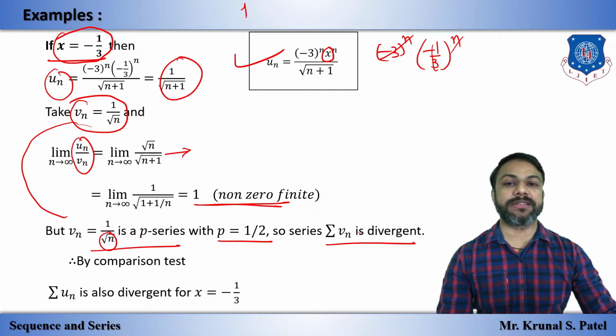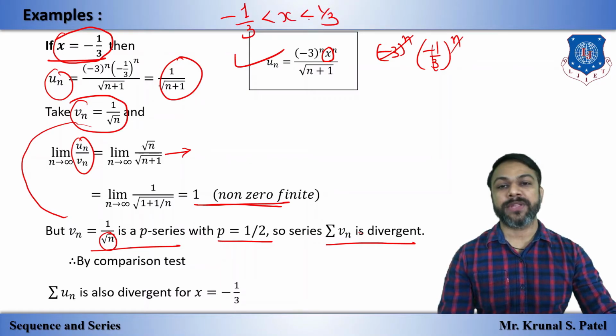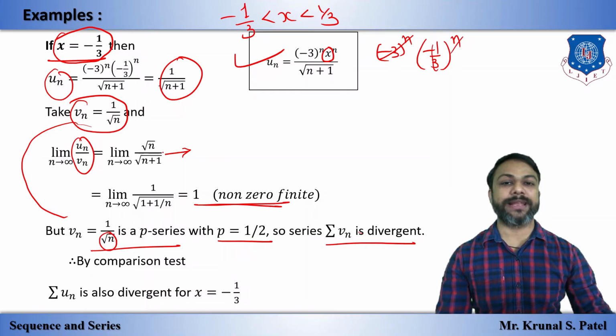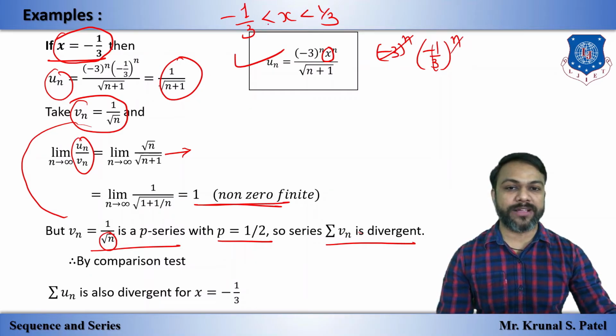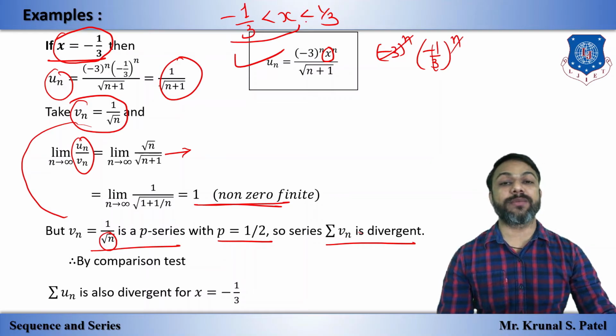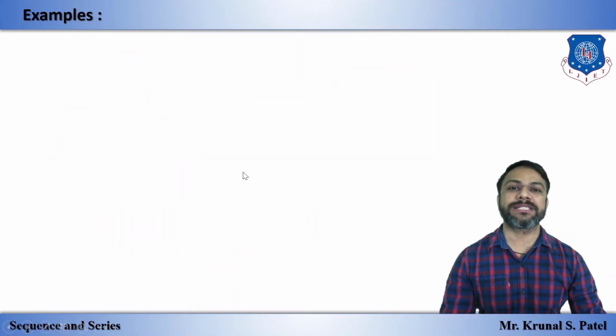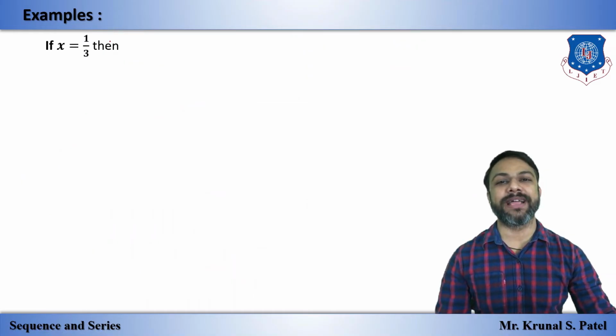We have interval minus 1 by 3 less than x less than 1 by 3. Now for minus 1 by 3, the given series un is divergent, so no equality here. Okay, so only this is confirmed. Now we have to check for x equal to 1 by 3. If 1 by 3 gives convergent, we will put equal to here, otherwise we will drop it. Okay, so let's check for x equal to 1 by 3.